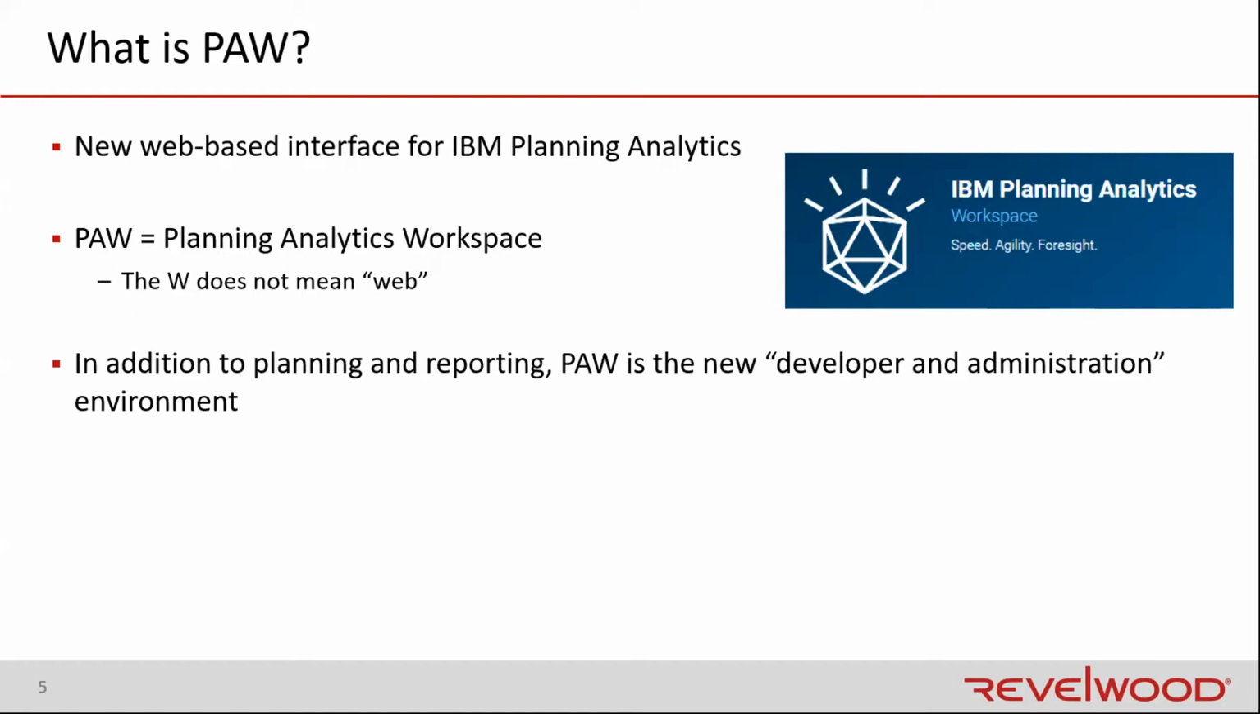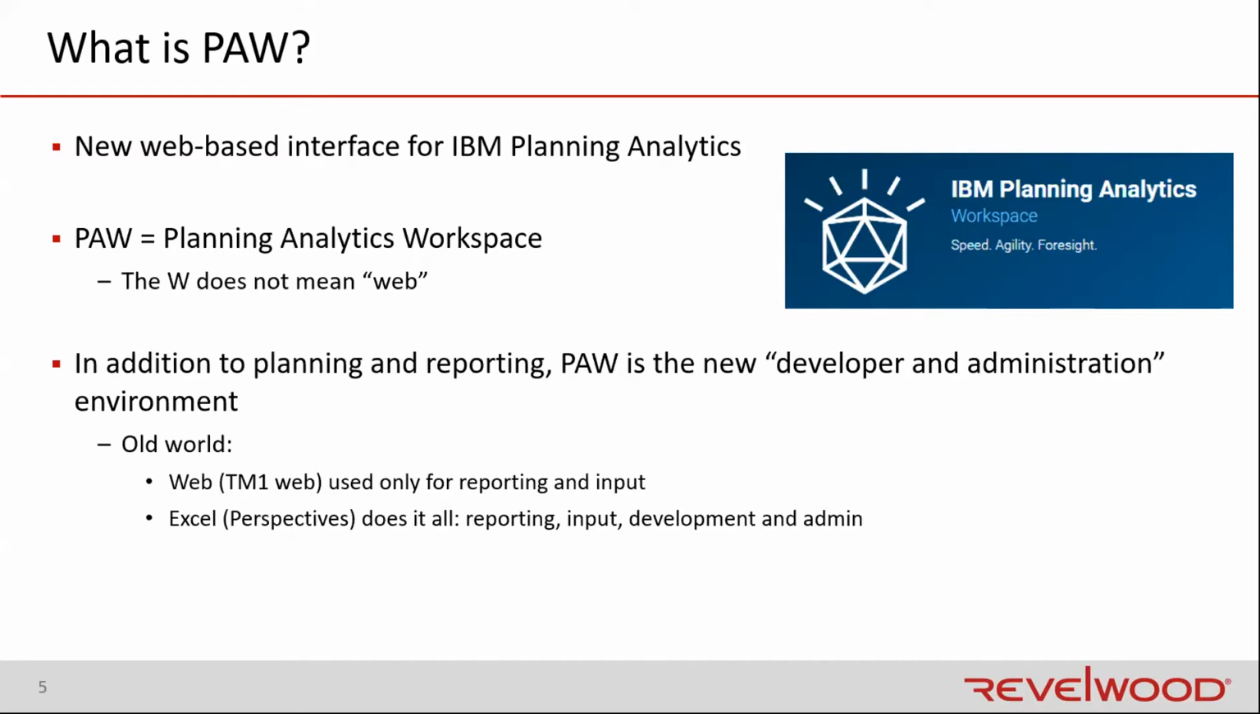PAW is our planning and reporting environment. But in addition to the planning and reporting environment, PAW is also our new, what I'm calling, the developer and the administration environment. So what does that mean? In the old world, and I'm going to say old world means TM1, in the TM1 world, we had two interfaces. We had a web interface and an Excel interface.